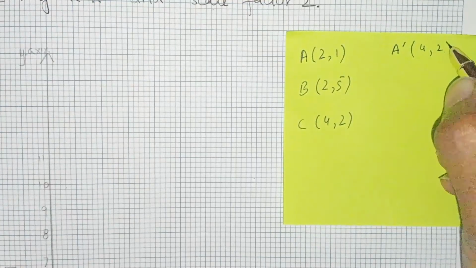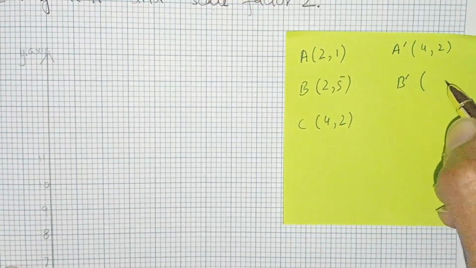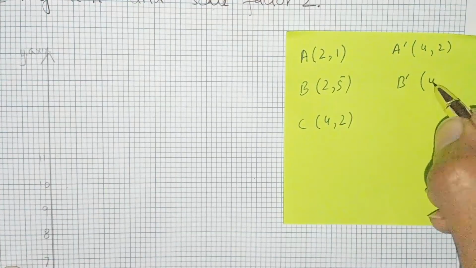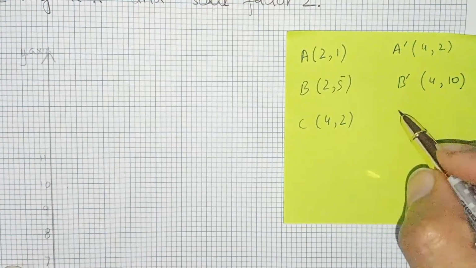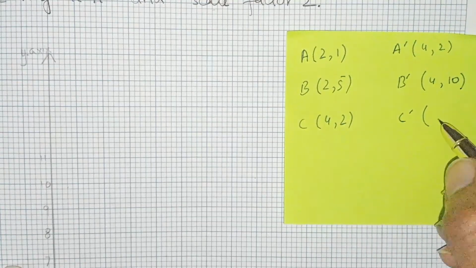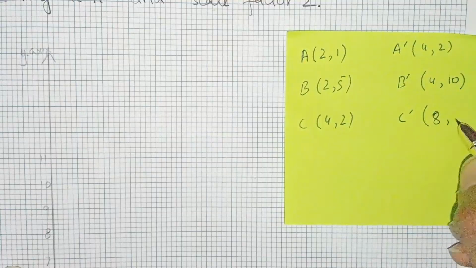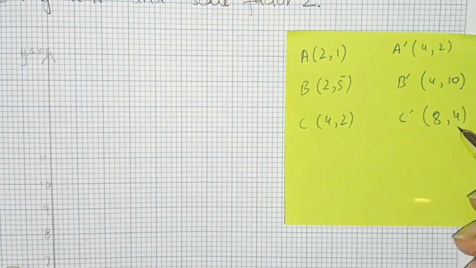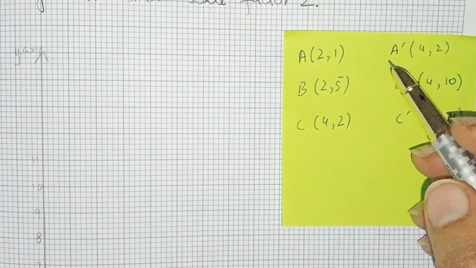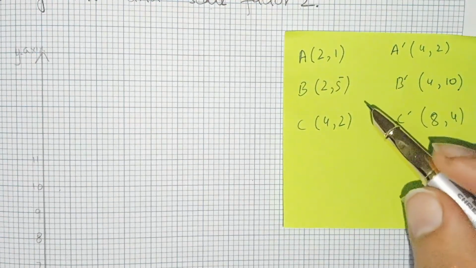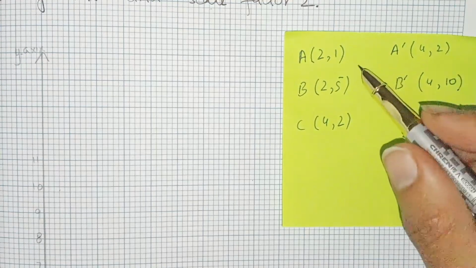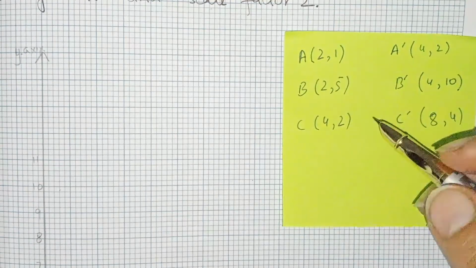This is (4, 2). And this is 2 times 4 and 10, and C prime is 2 times 4, 2 times 2, so (8, 4). These are the points of enlargement, and we have to multiply by 2 because our point of enlargement is the origin. That's why we have to multiply by 2 to get these points.